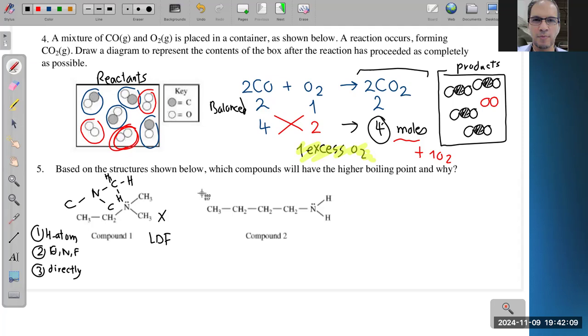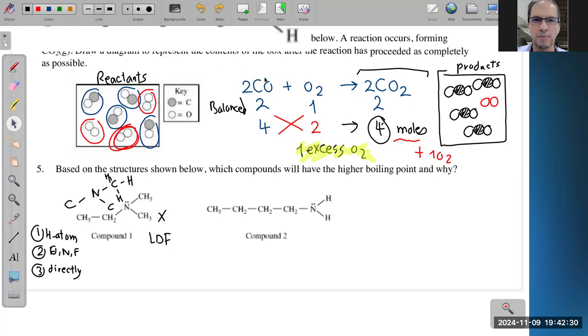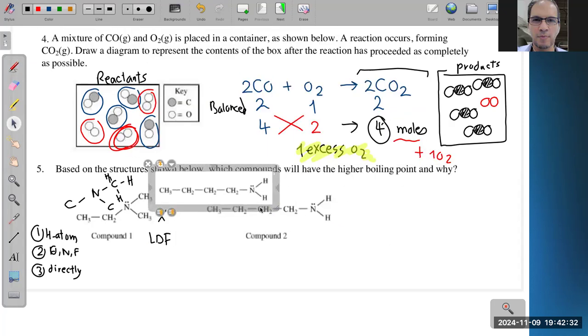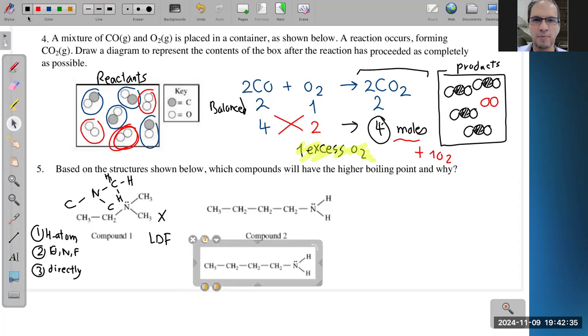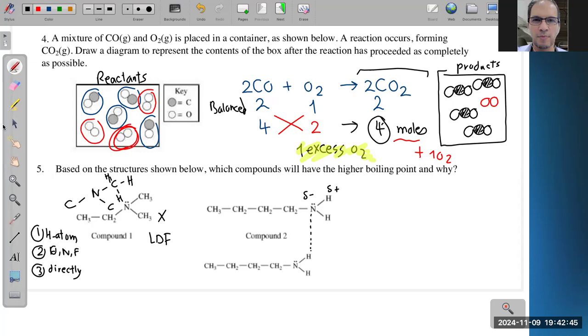And this one has the nitrogen attached to the hydrogen directly, so it can make a bond with a similar molecule, with hydrogen bonding. So it can make a bond between this nitrogen atom, which is partially negative, and this hydrogen, which is partially positive. So this one will come to make a bond with this one, and the hydrogen can make a bond with another molecule.